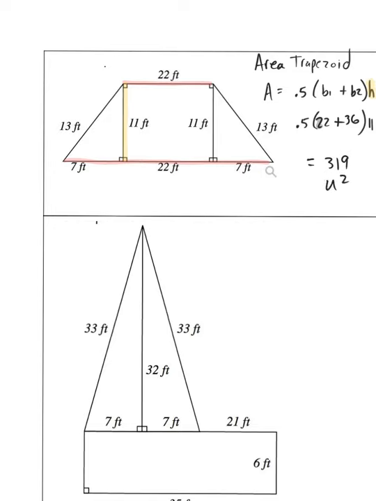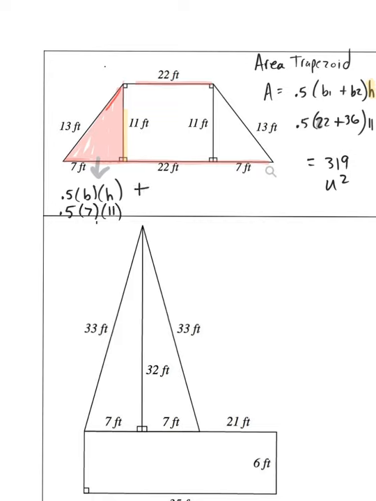The other way that we could do this, if we didn't know the formula for the area of a trapezoid, is we could split it into shapes. Okay, we could do the triangle on the left. All right, so remember the formula for the triangle is 0.5 times the base times the height. So 0.5, the base is 7 and the height is 11. So we could do 0.5 times 7 times 11.